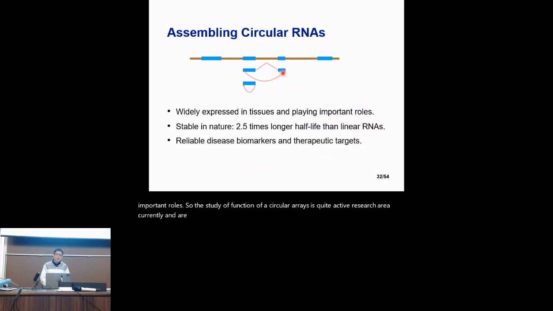And circular RNAs don't have a 3' end or a 5' end, and therefore they are much more stable than linear RNAs. For example, their half-life is typically 2.5 times longer than linear RNAs. And also because they are very stable, they are reliable disease biomarkers and therapeutic targets.